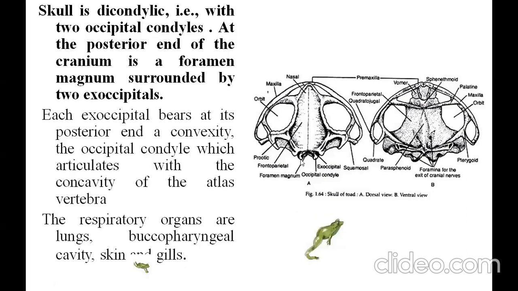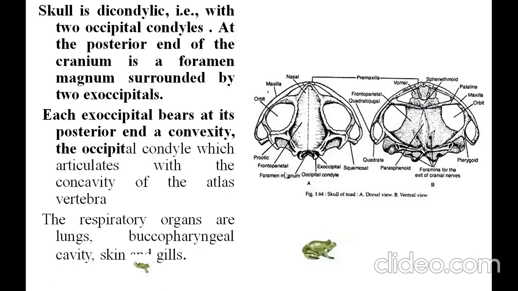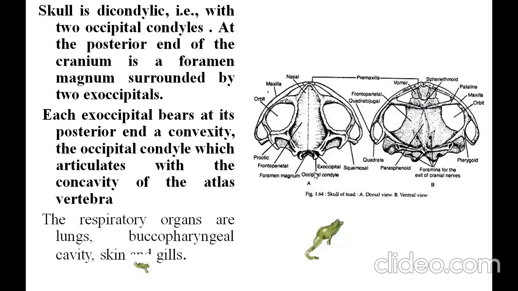Foramen magnum is here, and near the foramen magnum you will have two occipital condyles, and each occipital condyle bears at its posterior end a convexity, which articulates with the concavity of the atlas vertebra. So this occipital condyle is going to get articulated with the first vertebra, what we call the atlas.